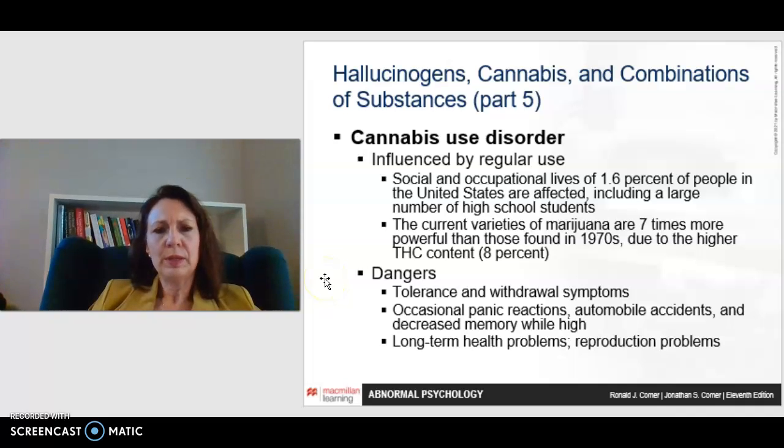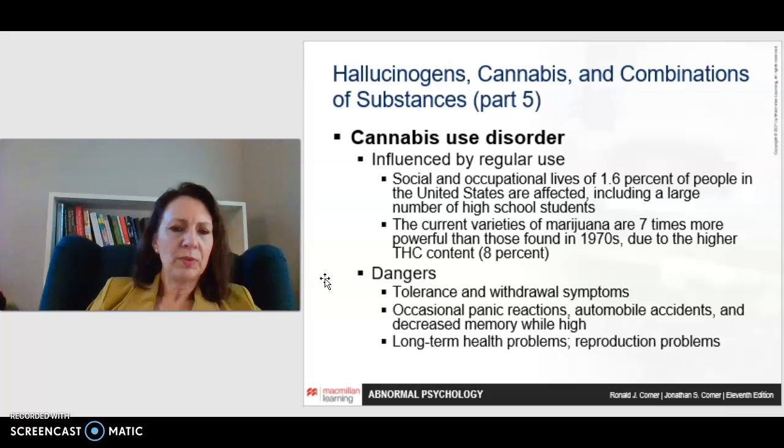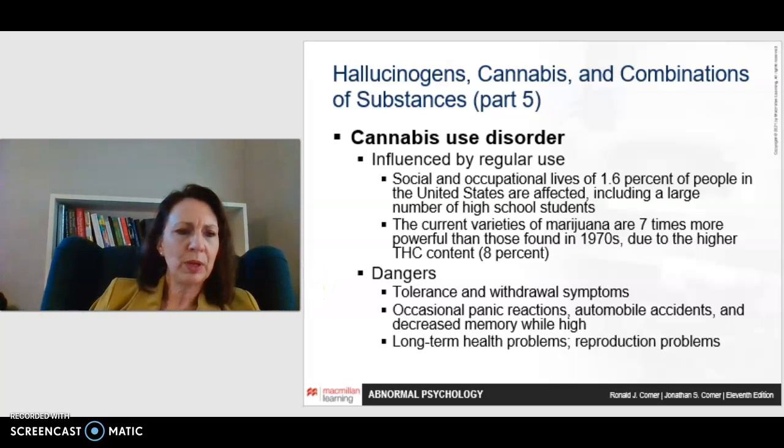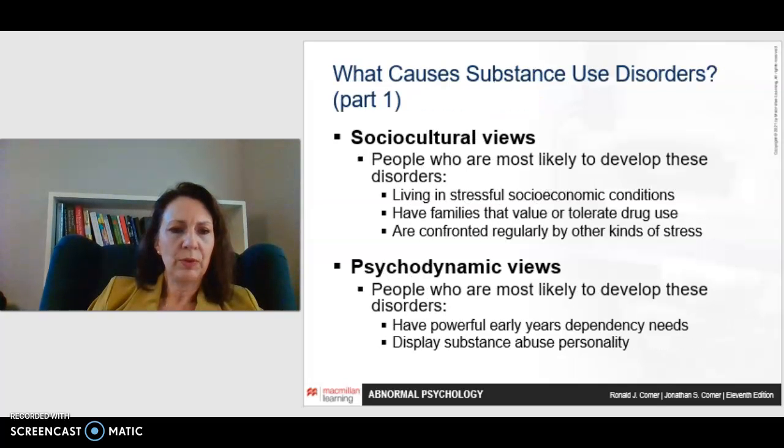Cannabis use disorder is influenced by regular use, and it is part of the social and occupational lives of 1.6% of people in the U.S., including lots of high school students. Current varieties of marijuana are 7 times more powerful than those found in the 1970s due to higher THC content. Dangers involve tolerance and withdrawal, occasional panic, accidents in automobiles, and decreased memory while high. And there are long-term health problems and reproduction problems that occur from cannabis use.